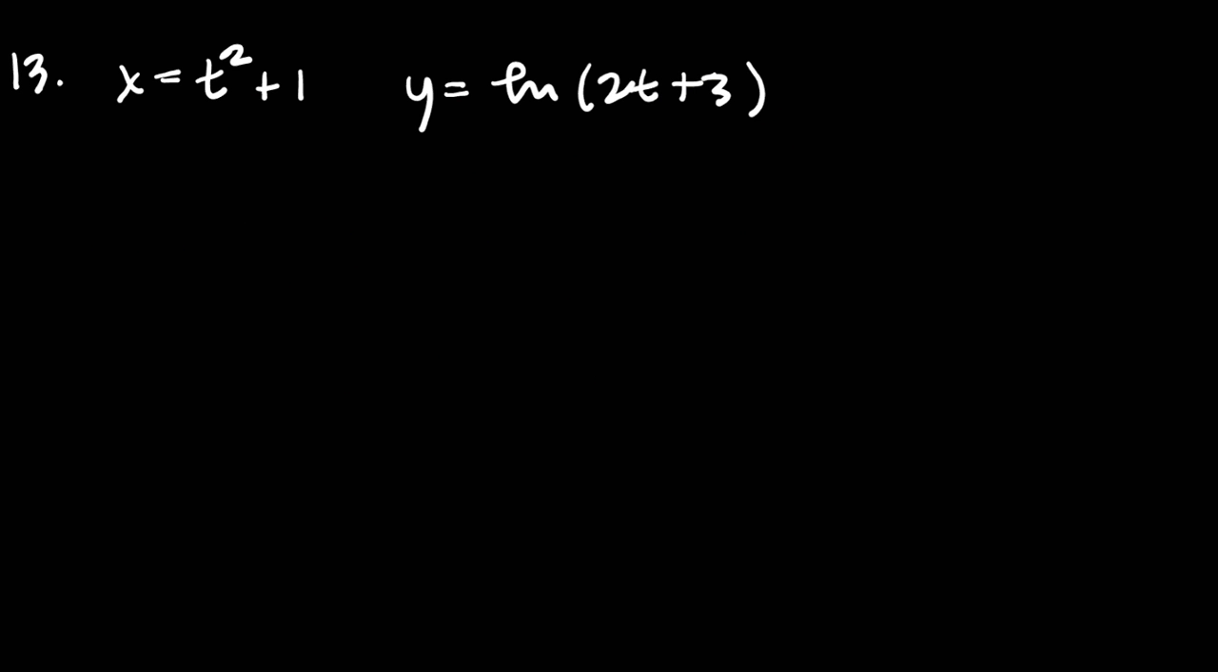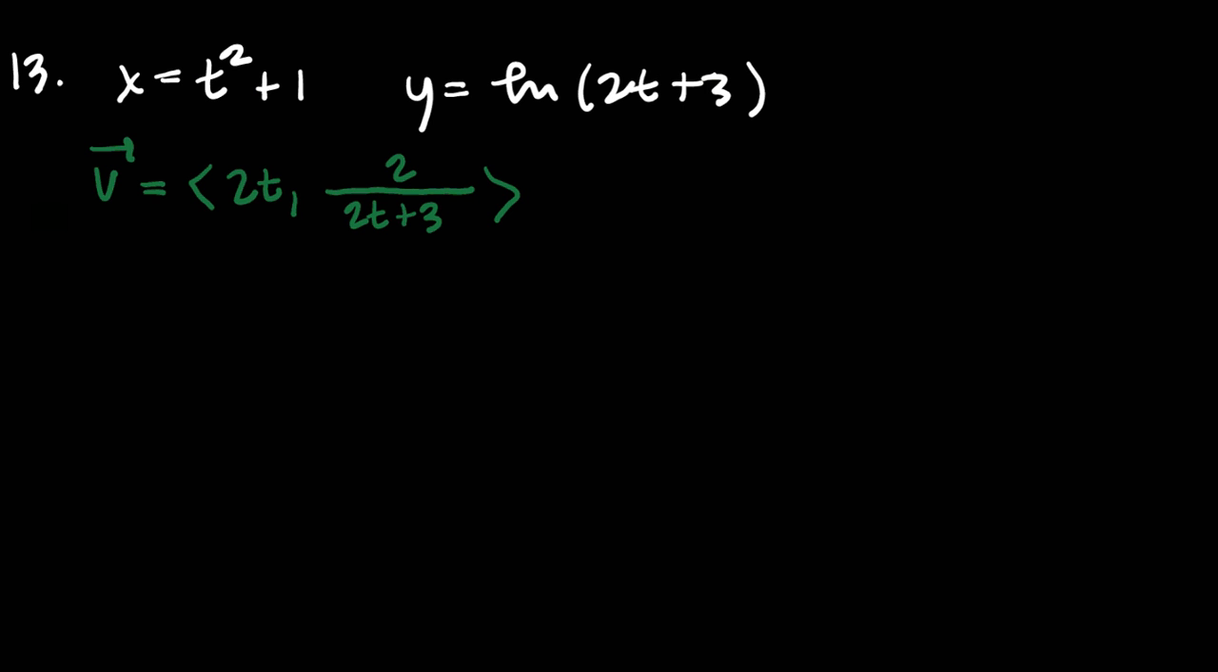13 is another position velocity one. Write the acceleration vector in terms of t. I bet we can do that. Let's just say that the velocity vector is going to be 2t, the derivative of x, and the derivative of y is going to be 1 over 2t plus 3 multiplied by the derivative of 2t plus 3 with respect to t. And so I'll get that.